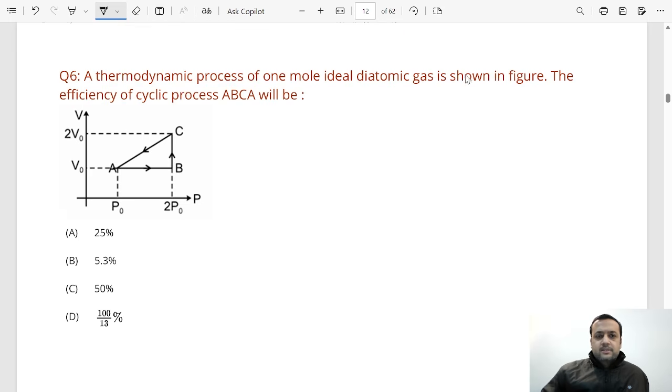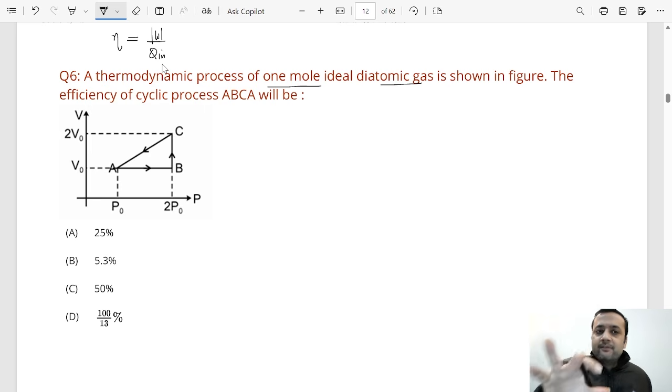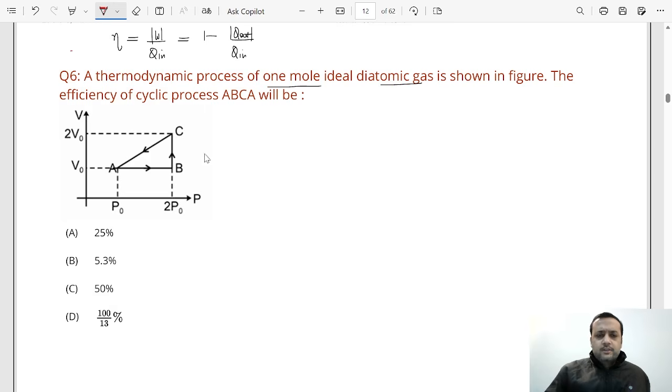Here what is happening, if you see, is a thermodynamic process of 1 mole of ideal diatomic gas. The efficiency of this cyclic process we have to find out. Now look, efficiency you can find out in two ways. One is the magnitude of work done in the cycle divided by the total heat input, that means how much heat is going into the cycle. And the other is 1 minus the magnitude of Q out, that means the magnitude of heat leaving the cycle, divided by the magnitude of heat going into the cycle. So either formula you can use.